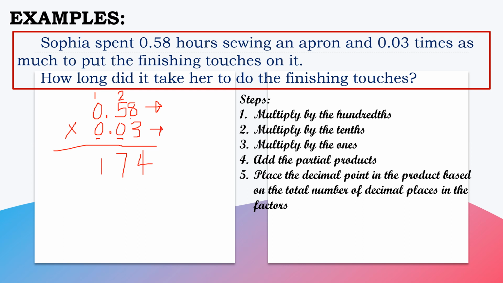So, 1, 2. I have here 2 decimal places. And as well as in my multiplier, I have 2 decimal places. Yun yung 3 at 0. So, meron akong how many decimal places in all? I have 4. So, dahil nakabilang ako ng 4 na decimal places, bibilang din ako ng 4 na decimal places papunta sa kaliwa, kagaya ng ginawa natin kanina.